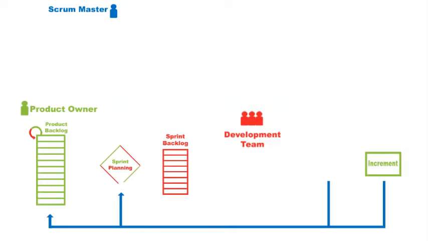Sprint Planning. The first event that occurs within the sprint is sprint planning. This allows the team to plan the work that will be taken from the product backlog and deliver the value that will be considered output at the end of the sprint.